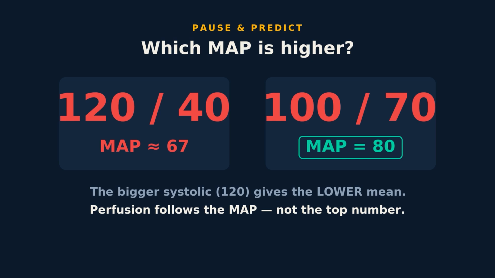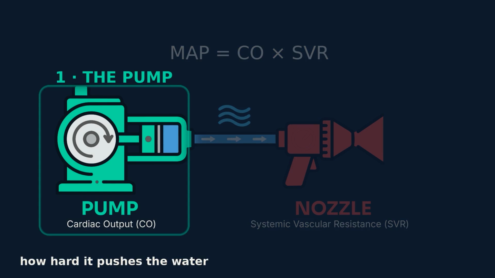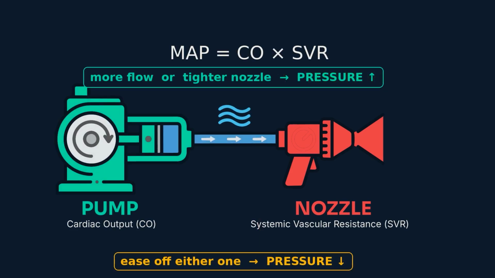So, what actually sets that mean pressure? This is where it gets simple, genuinely, mechanically simple. Think of a garden hose. The pressure inside that hose comes from exactly 2 things. 1, how hard the pump pushes water through it. 2, how tight the nozzle is at the end. That's it. Push more water or tighten the nozzle, pressure goes up. Ease off either one, pressure drops.